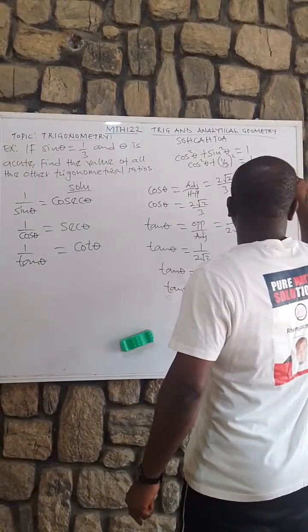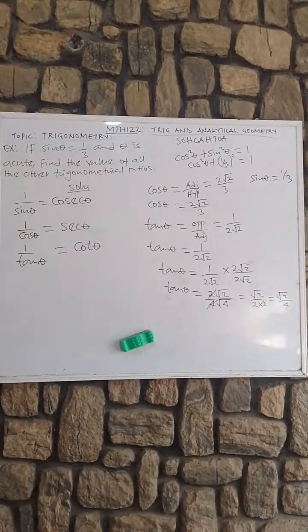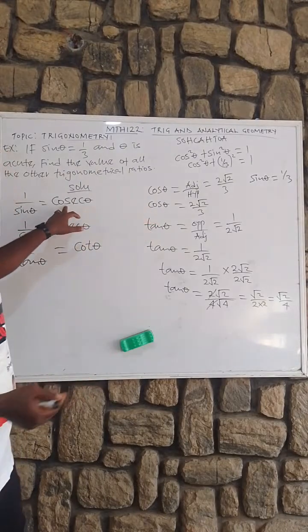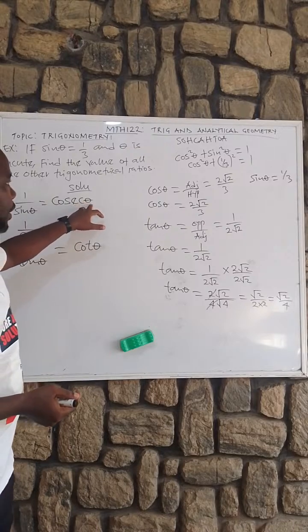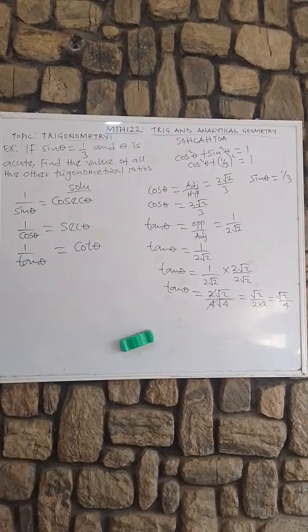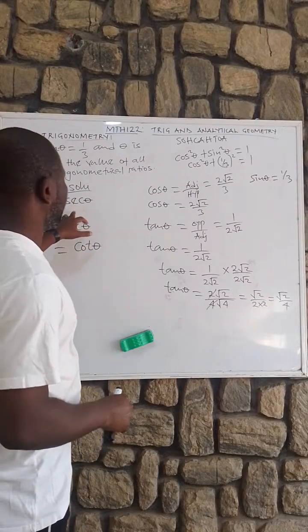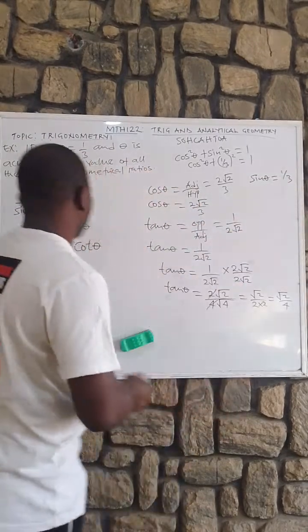Sine theta is given as what? 1 all over 3, right? So now, listen here. If we want to find cosec theta, right? I hope I'm right. Am I right? Yes. So if now we want to find cosec theta, what is our sin theta? Our sin theta is given as 1 all over 3, right?